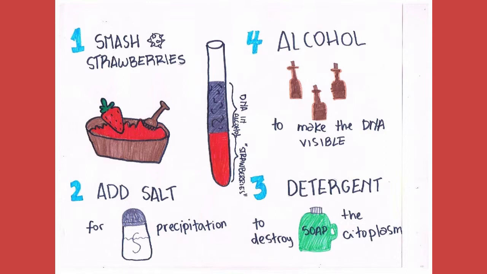Step 2. Adding salt to the smashed strawberries to make the DNA precipitate. Step 3. Adding detergent to the mixture for destroying the cytoplasm. And finally, step 4. Putting alcohol to the mixture for making the DNA visible.